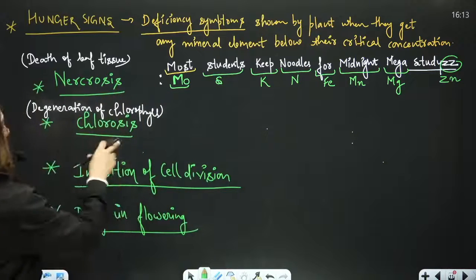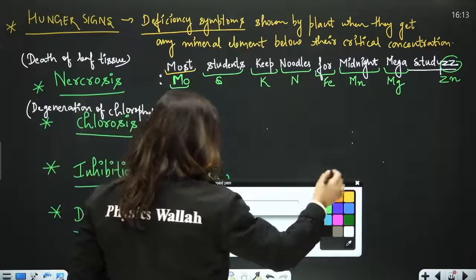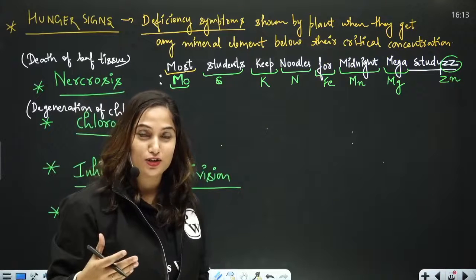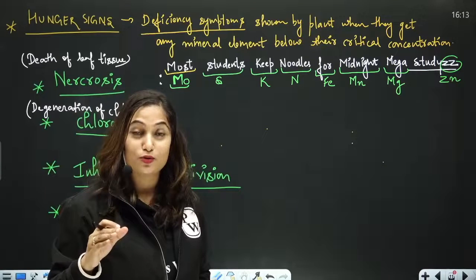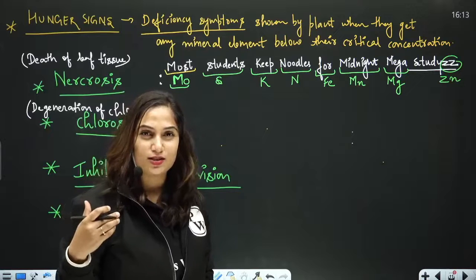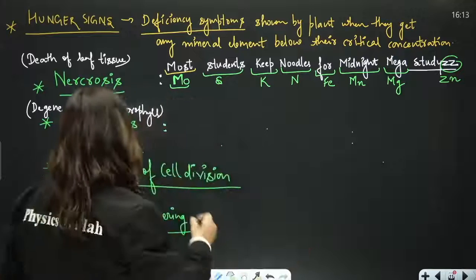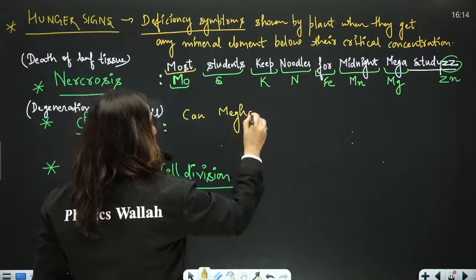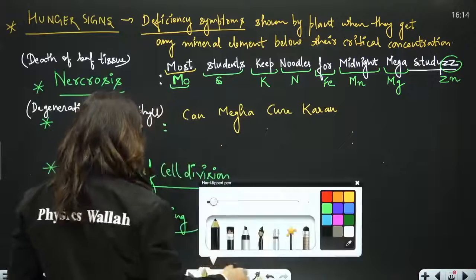Okay, now chlorosis. There is a girl named Megha and there is a boy named Karan. Karan and Megha are in a relationship, and Karan is not feeling good in his life. So Megha is trying to cure Karan mentally. So the question is, can Megha cure Karan? It's a hot question.